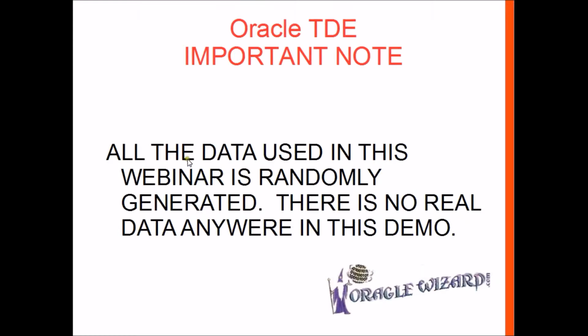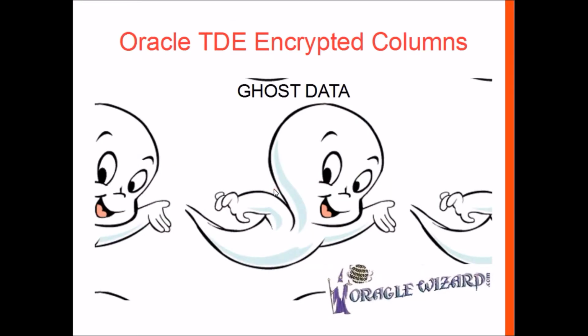Important note, all the data used in this webinar is randomly generated. There is no real data anywhere. What we're going to be addressing here is ghost data. Ghost data exists if you have an existing table with existing indexes, and in the future you go out and encrypt the columns that have been indexed. Does the index get encrypted? Yes, it does, but we still have to deal with ghost data.